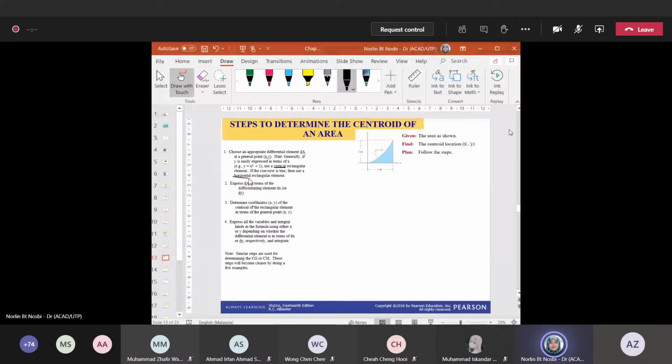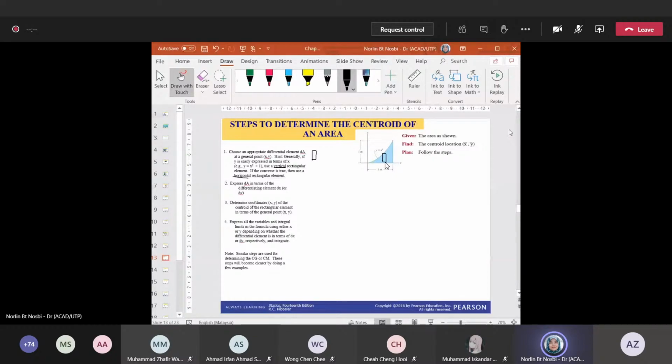If you can see, this equation is a simple equation, right? Y equals x power of 3. So if it is simple, you can use vertical. So you need to use a vertical rectangle. Okay, how do you want to use this vertical rectangle? We just have to draw a rectangle on this graph.